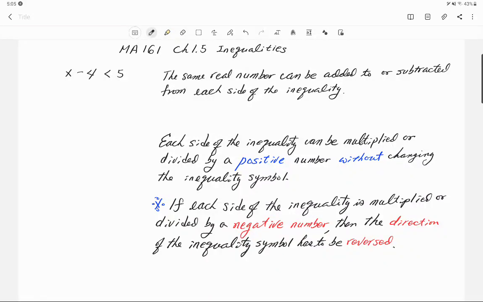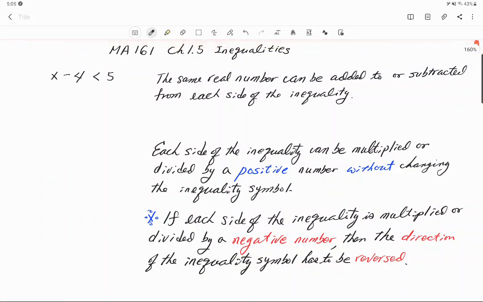Okay, chapter 1.5, inequalities. When you solve an inequality, the method is almost the same as the method of solving equations. There's one difference, so let me talk about it. First of all, as you solve inequalities, you can add any number to each side, or you can subtract any number from each side.